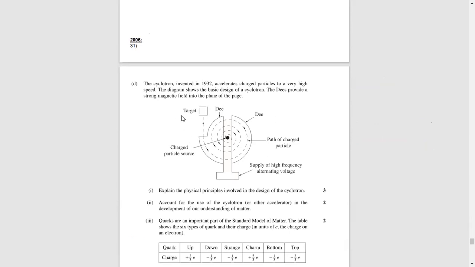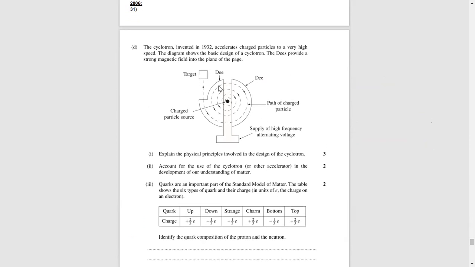Okay, so here you've got a cyclotron invented in 1932, accelerates particle to a very high speed, and shows the basic design. So you've got the D's, got the target. So as we said, you've got the particle accelerated, so it spirals out. And you've got a high frequency alternating voltage. Yep. Okay, explain the physical principles involved in the design of the cyclotron. Okay, we kind of did that earlier. The current use of the cyclotron in the development of understanding of matter.